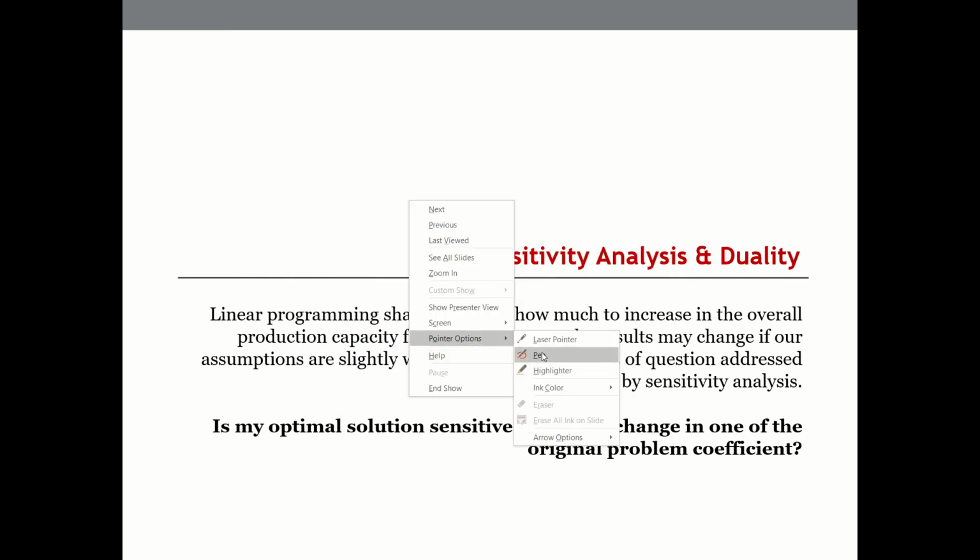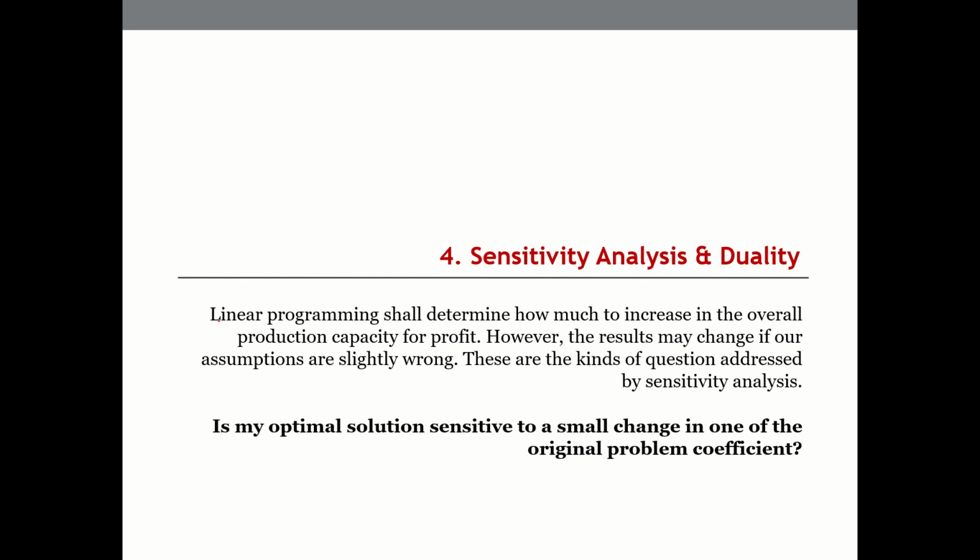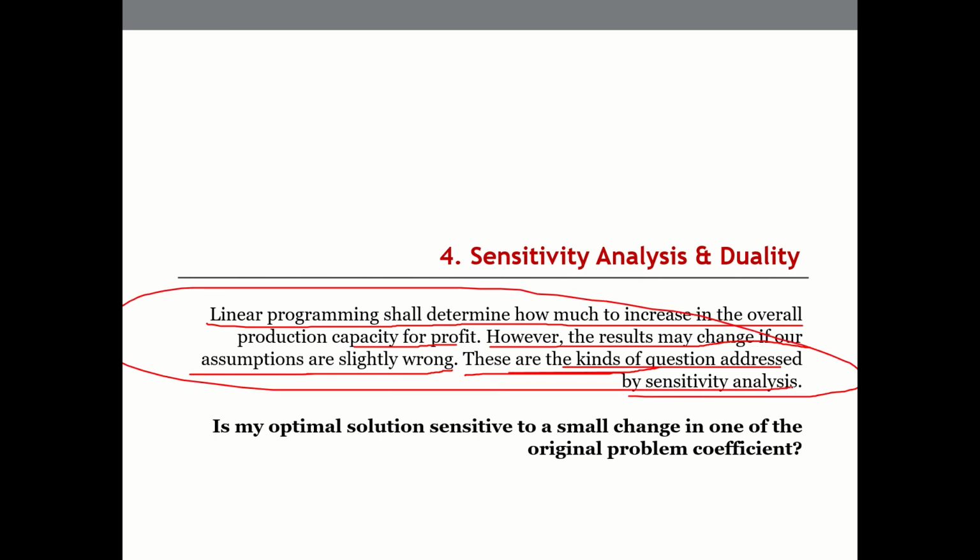Linear programming determines how much to increase overall production capacity for profit. However, the result may change if our assumptions are slightly wrong. These are the kinds of questions that will be addressed through sensitivity analysis. For example, let's say we will go from place 1 to place R, and we said there are 4 ways of going.